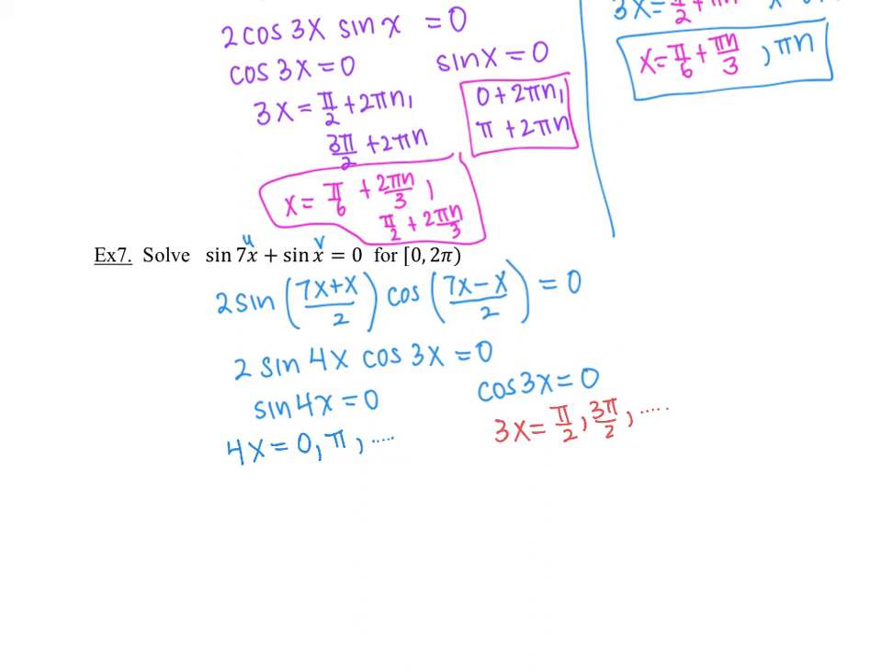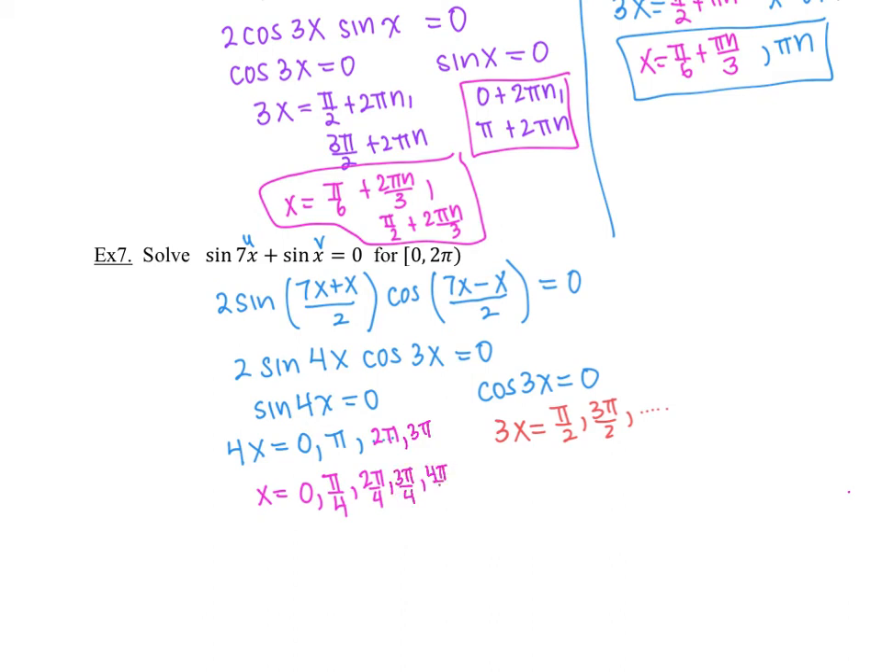Now let me look back at my sine equation. If I divide by 4, 0 divided by 4 is 0. Pi divided by 4 is pi over 4. These are both between 0 and 2 pi. But here's the issue. If I had kept going, if I had written 2 pi divided by 4, that is also between 0 and 2 pi. What if I had said 3 pi? 3 pi over 4 is also between 0 and 2 pi.